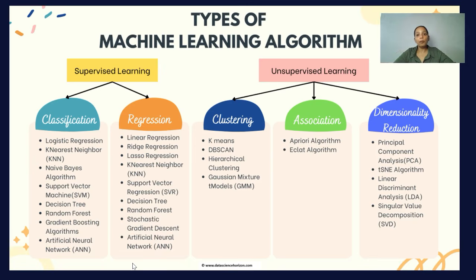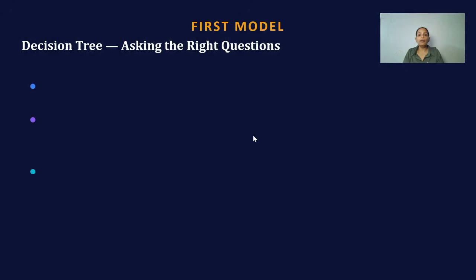There are dozens of types of algorithms we could start with. All types of machine learning algorithms are shown in this mind map. I have taken this mind map from my website datasciencehorizon.com. I have already shared the link in the description box. But for the very first model, I want to pick the one that thinks the way you have already done in step 5, that is decision tree. And here is the entire idea in one sentence.